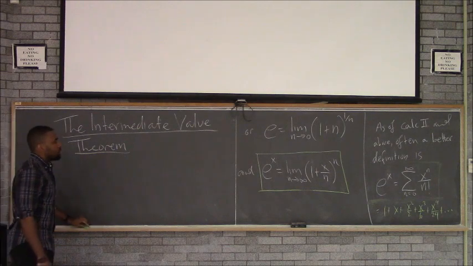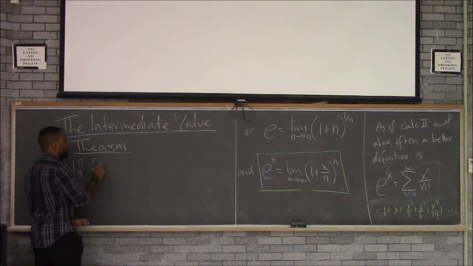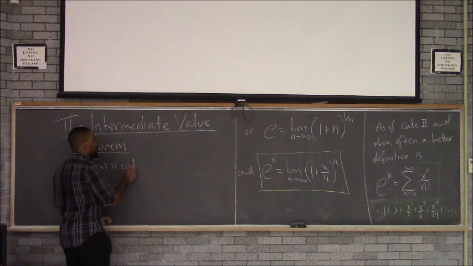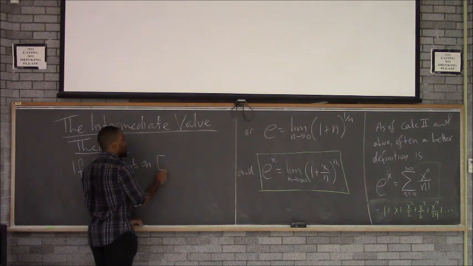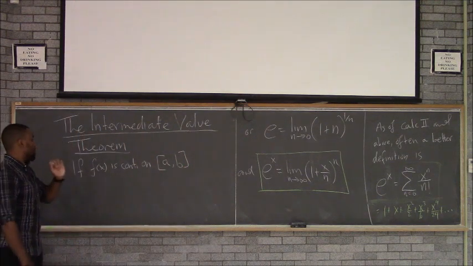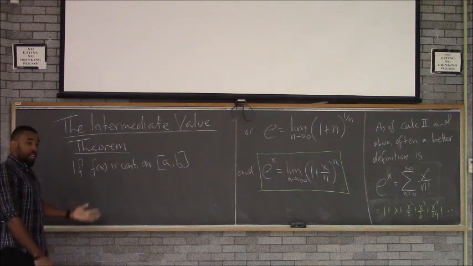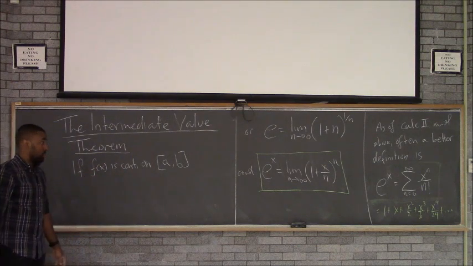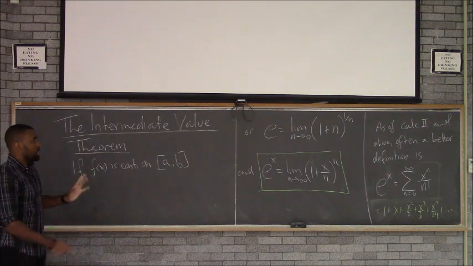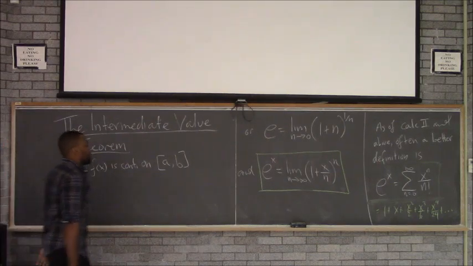And here is what the theorem says. If f of x is continuous on an interval AB, right? Meaning for all points in AB, if I take the limit as x approaches that number of f of x, I will get f of that number as the result, right?